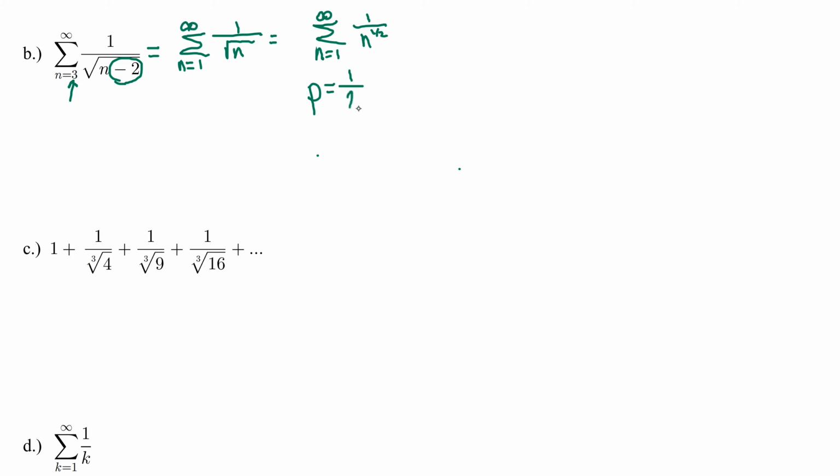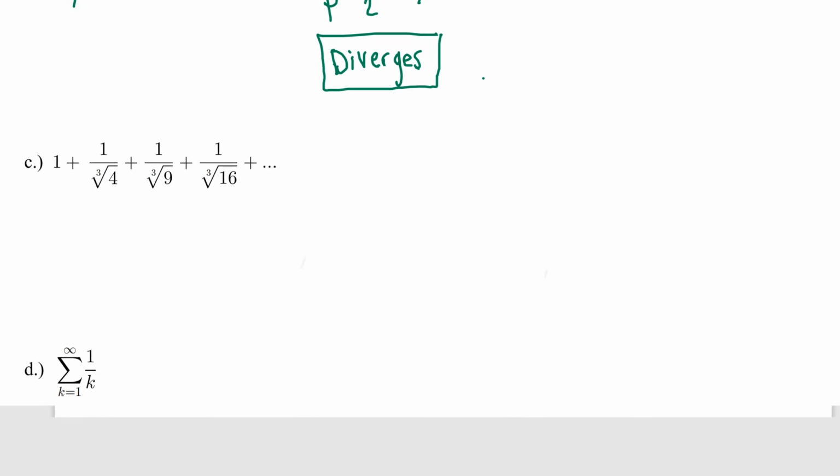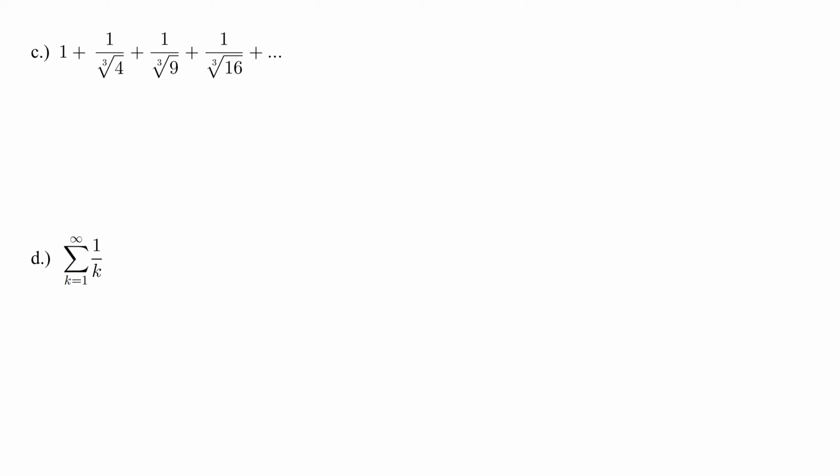It matches the pattern. P, our power here, is 1/2. It is less than 1, because the power is less than 1, according to the theorem on P series. This series diverges. It's pretty simple and straightforward. Let's look at example C.